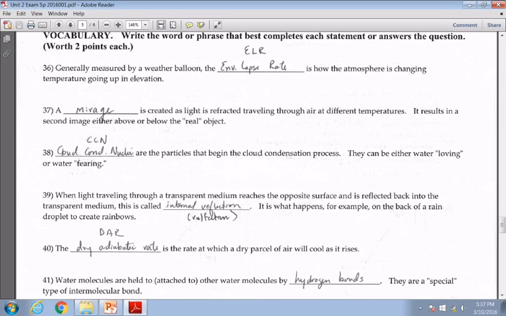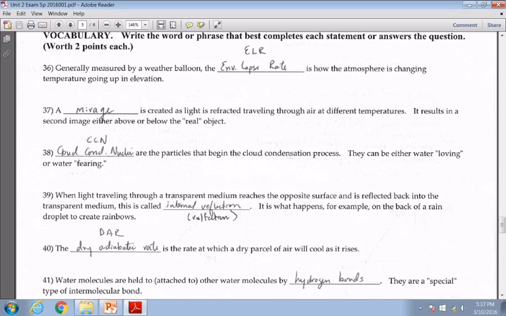38, I was after cloud condensation nuclei, little pieces of dirt or whatever that get the party started, gathering those water vapor particles together so they turn into liquid. Question 39, I was really after internal reflection, but I took reflection too. So I was trying to describe, if you remember that photo from your textbook that has the two little girls in the swimming pool, and you can actually see the little girls. I just think that is the cutest photograph. So that's internal reflection being described there.